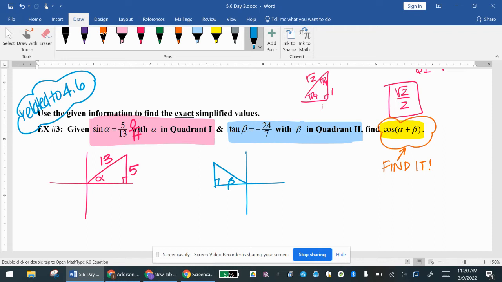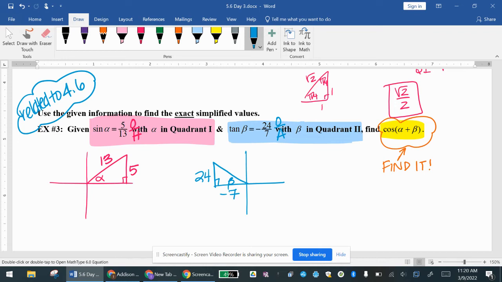Remember, your reference angle is always to the x-axis, so that's why my 90 degrees are to the x-axis, and the alpha and the beta are to the x-axis. Okay, tangent is opposite over adjacent. Notice I put the negative on the 7 because remember we talked about anytime you go left or down from the origin, those lengths are going to be negative.